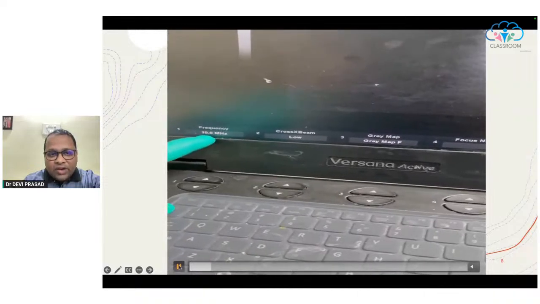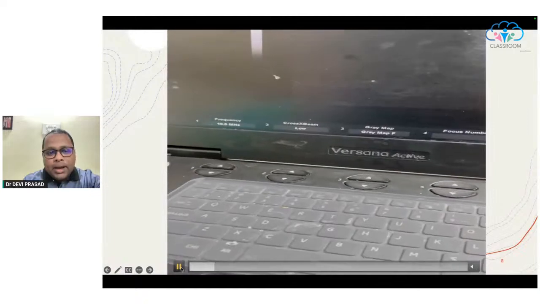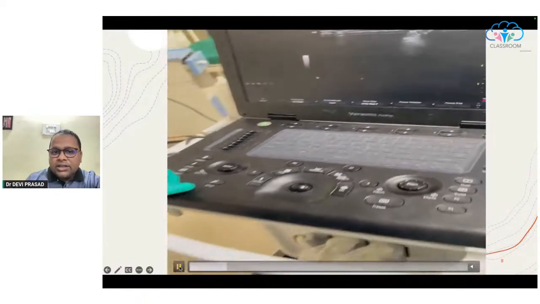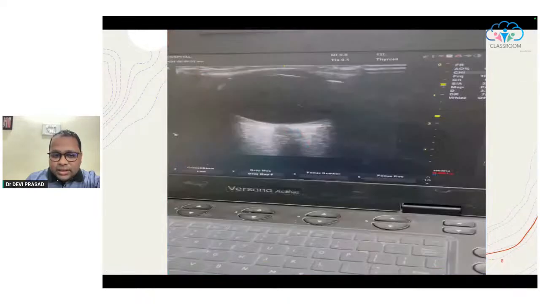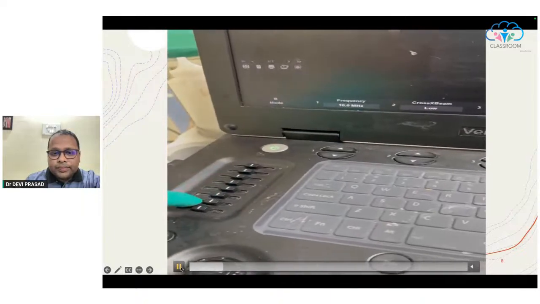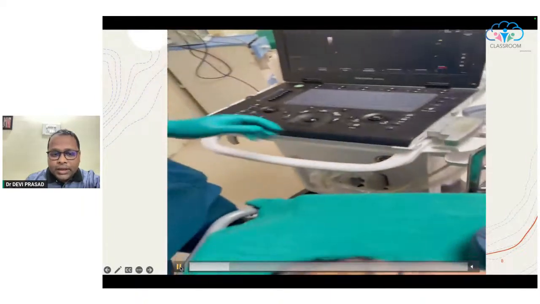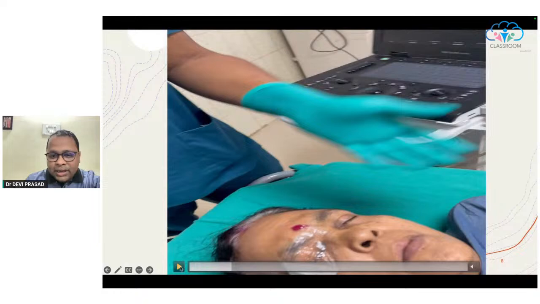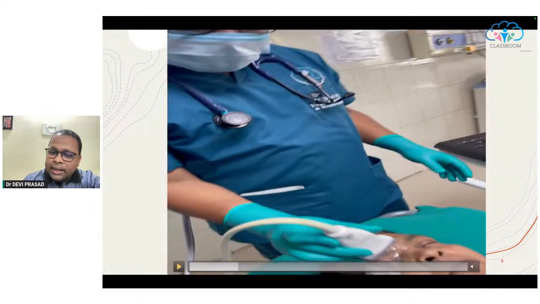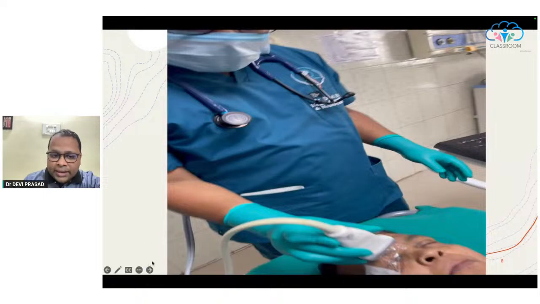So we bring it to a minimum, which differs from equipment to equipment. After that, we have to select the frequency, which I have selected as 10 megahertz, and then we check the time gain compensation so as to get a perfect image. The patient lies supine. We have covered only one half of the eyes because this is for demonstration purposes only. We explain to the patient and tell the patient to look up, and insonate from the temporal side of the eye.